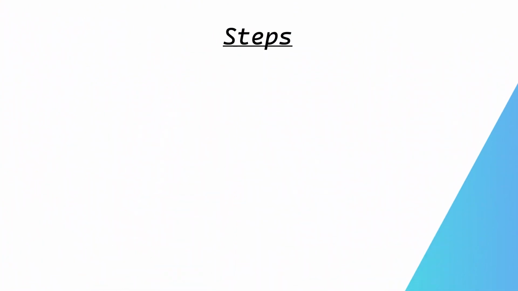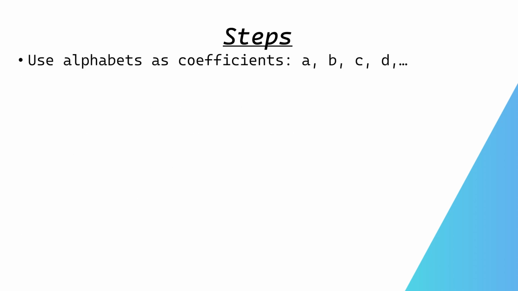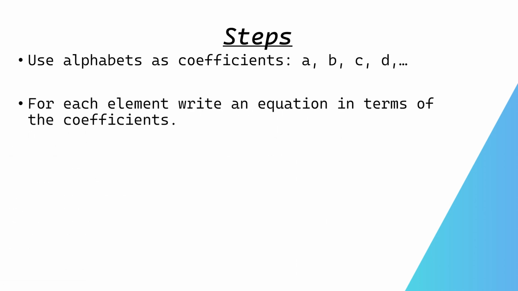Okay, so we use alphabets as coefficients. So A, B, C, D. Yeah, that's why it's called the ABCD method, because we use alphabets. Now, for each element, write an equation in terms of the coefficient. For now, because we have not written an example, you might not get the steps, but let's write it down.